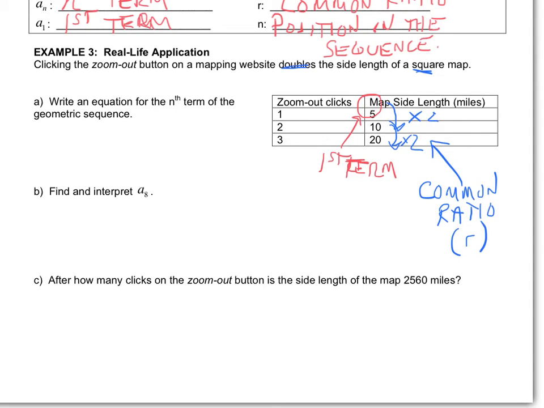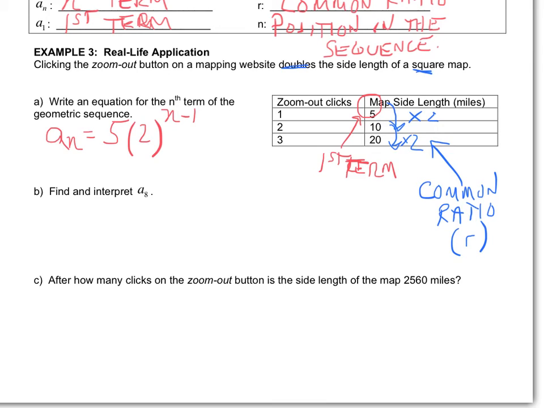Okay, so we want to write the equation for the nth term. So we could certainly just keep saying times 2, times 2, times 2, but we just need the equation, because what if somebody says, I want to know the 100th term? I'm not going to go times 2 100 times. So what we want to do is use the formula we just looked at. We know that the common ratio is my r, and the a1 is my initial first term. Well, 5 is my first term. The common ratio is 2. And n minus 1 just stays as n minus 1.